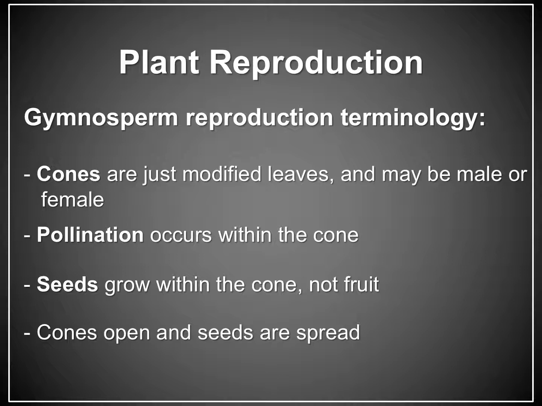Seeds are dispersed as cones open. Some cones open seasonally when the seed is mature, while others require really specific environmental stimuli, like heat as a result of fire, to open. So cones that require a specific environmental stimuli to open are referred to as serotinous.